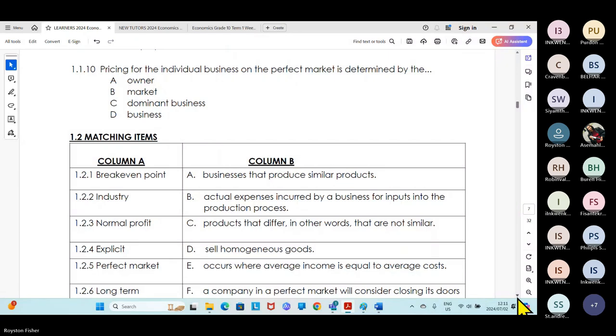Then 1.1.10. Pricing for the individual business on the perfect market is determined by the owner, market, dominant business, or the business. So remember, when you're in the perfect market, one of the characteristics is that you are a price taker. So who sets the price, basically? The prices are set by the market. The owner cannot decide what the price will be because the owner is a price taker. The dominant business can also not, because that same business is a price taker as well, and the business can't either. So therefore, the answer would be B. And Buren gave that answer. Well done. Bahai also gave the answer. Well done.